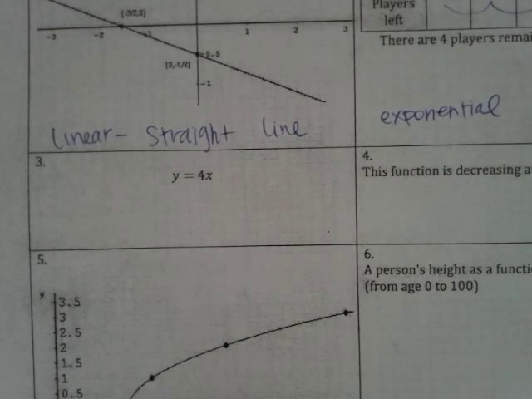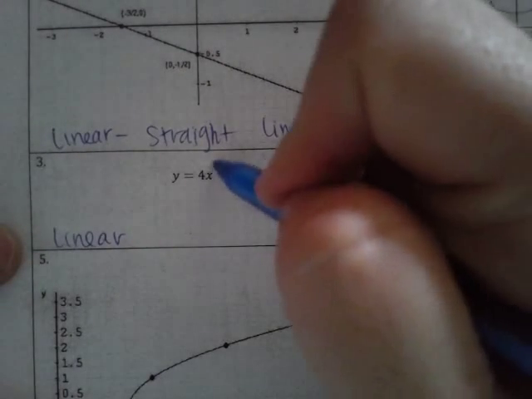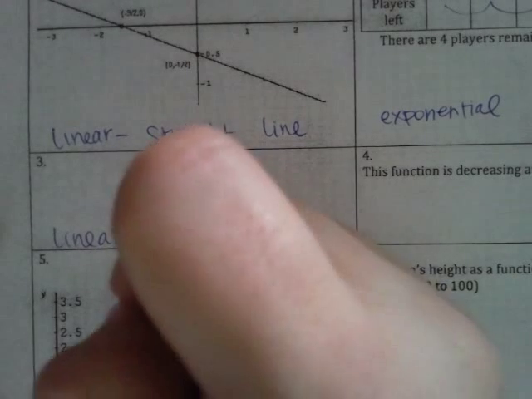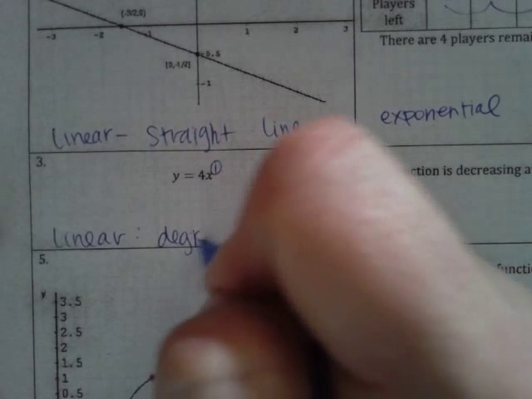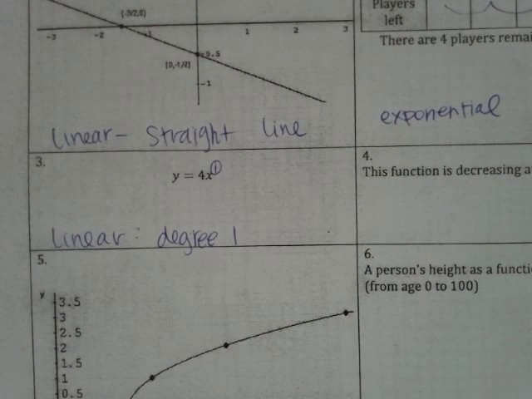Okay, number 3. This one. It's linear. And how do we know? Look at this exponent right here. It's a 1, right? So the reason would be degree 1. I would say degree 1, because there is an exponent, it's just not showing.